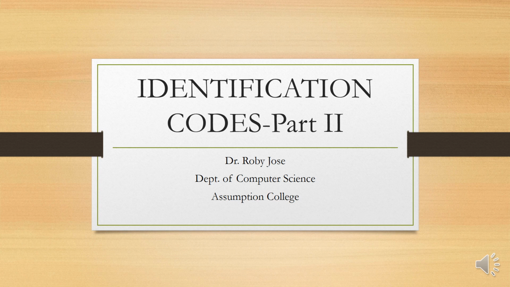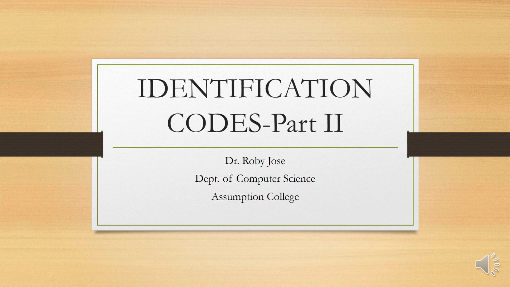Hi all, welcome to the second part of identification codes. In the last part we have already seen what an identification code is, and we have seen there are 5 types of identification code, out of which 3 have already been discussed. And the fourth type of identification code is the alphanumeric code.